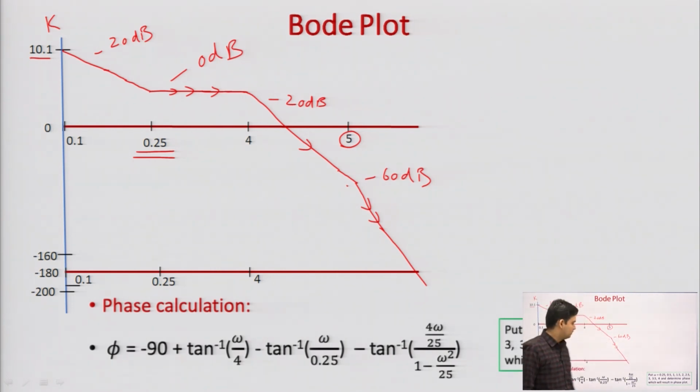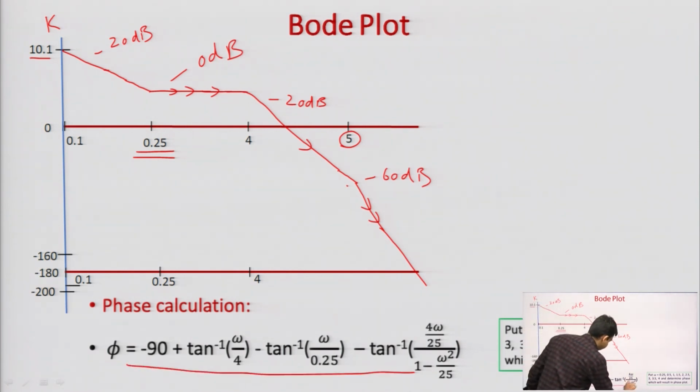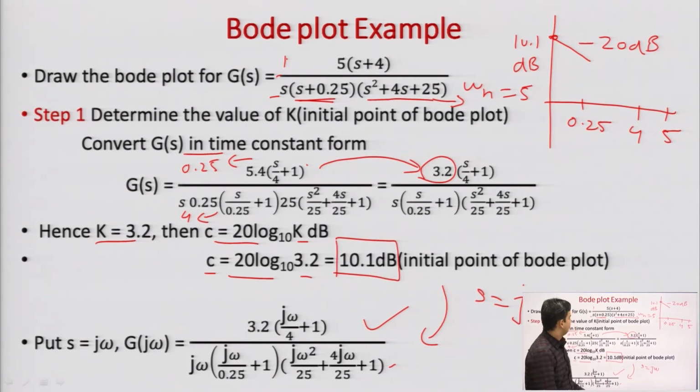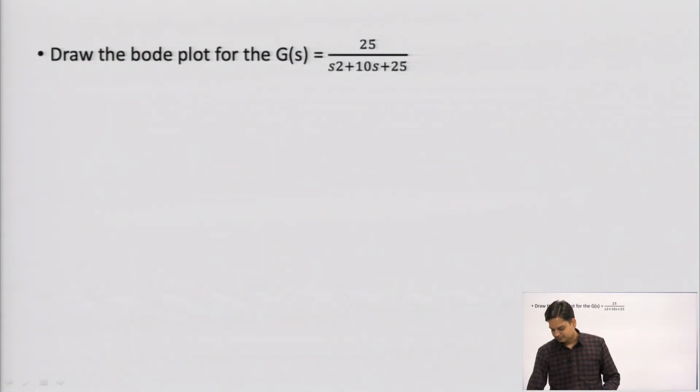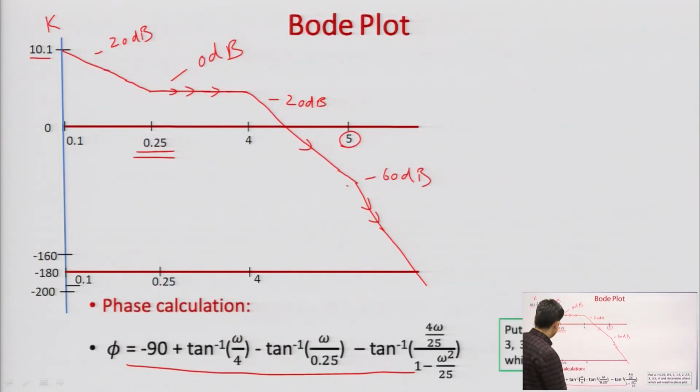How can we go for the phase plot? For phase we need to determine this expression. Okay. So, first the minus 90 part, 1 by s. So, you can say 1 by j omega, this will give me minus 90, a constant phase we had seen in the previous lecture. Okay. This is minus 90.